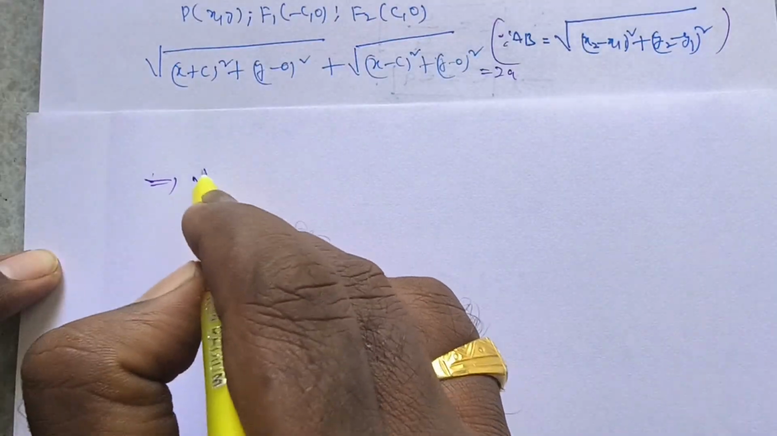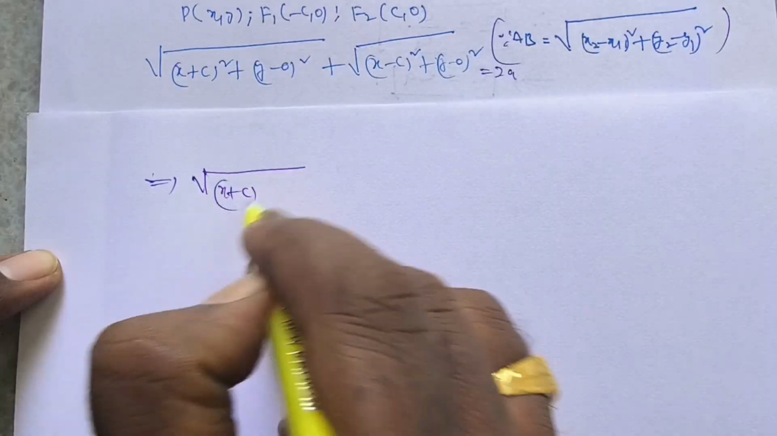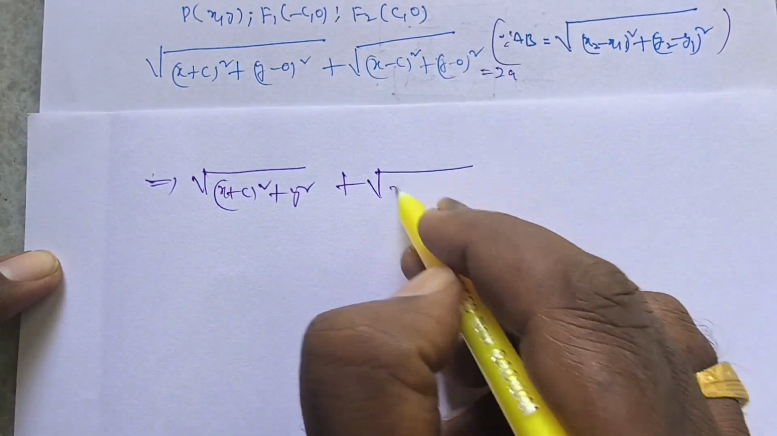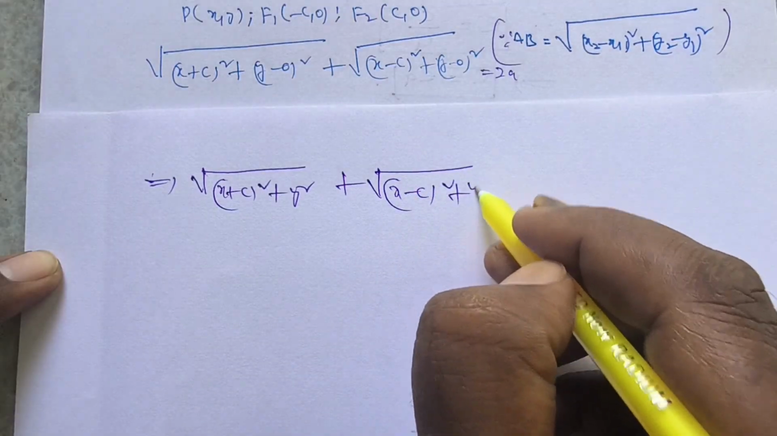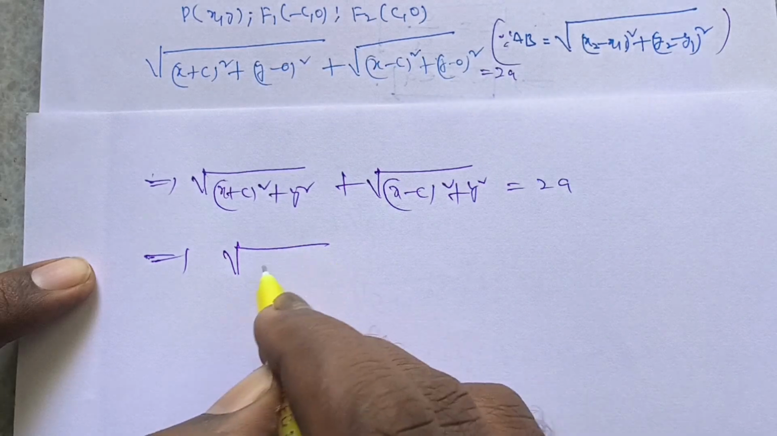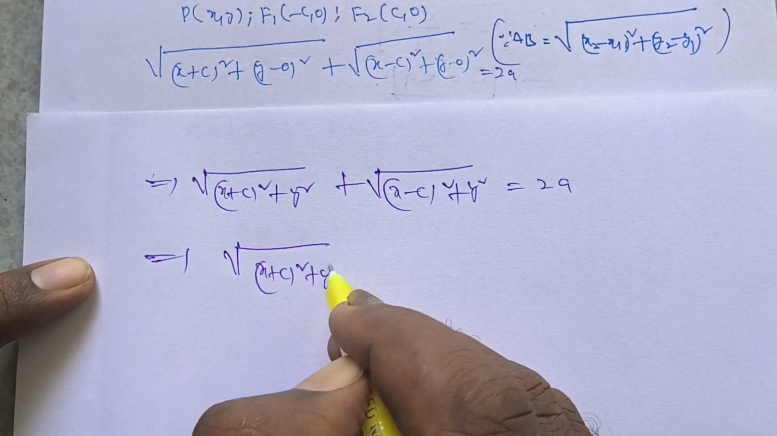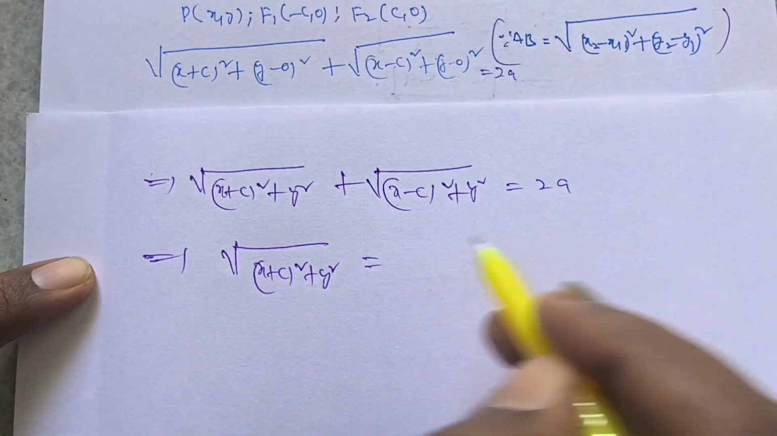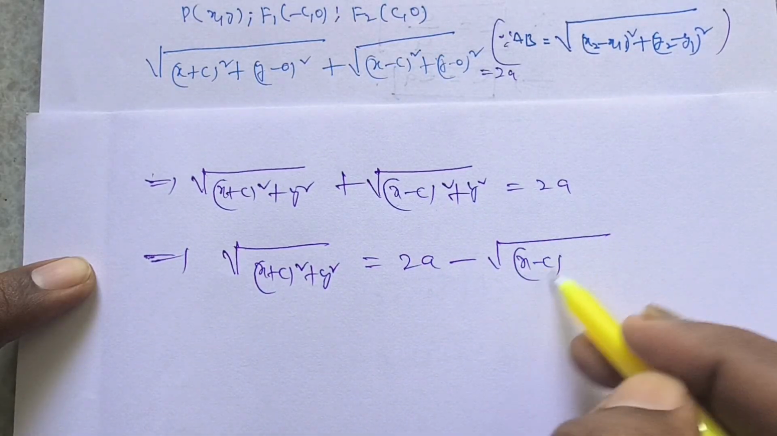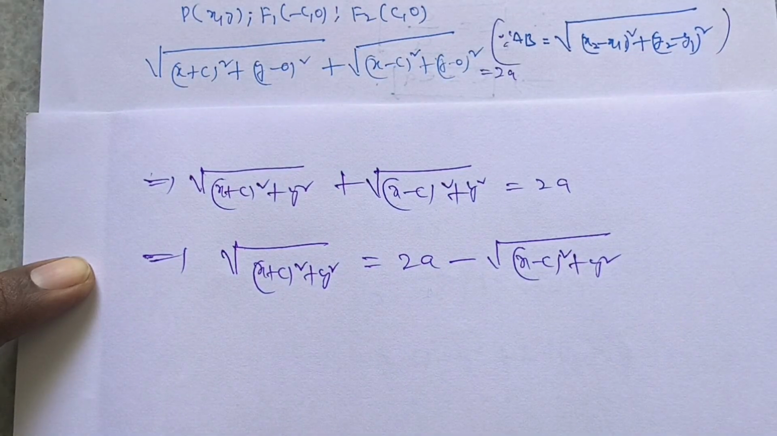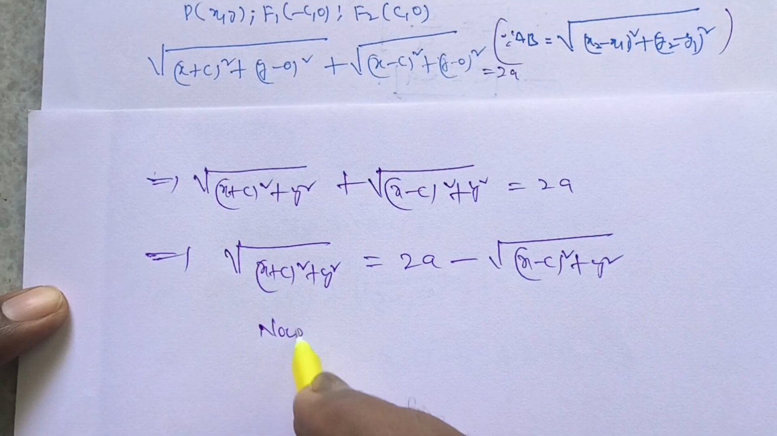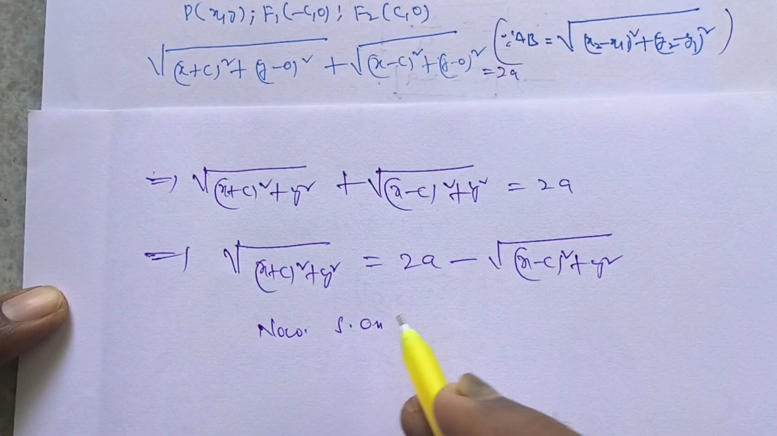Now the second term, taking it to the right hand side, the remaining part is square root of (x plus c) whole square plus y square. Now the second term of the above step, taking it to this side, then we have 2a minus square root of (x minus c) whole square plus y square. Now squaring on both sides.